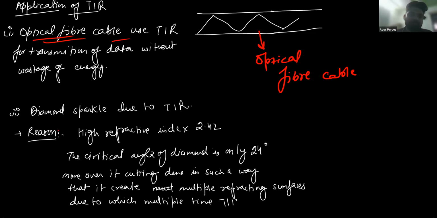And secondly, due to TIR, the diamond sparkles. The diamond sparkles because of the TIR, because the refractive index of diamond is very high, and that is 2.42. Note it down.